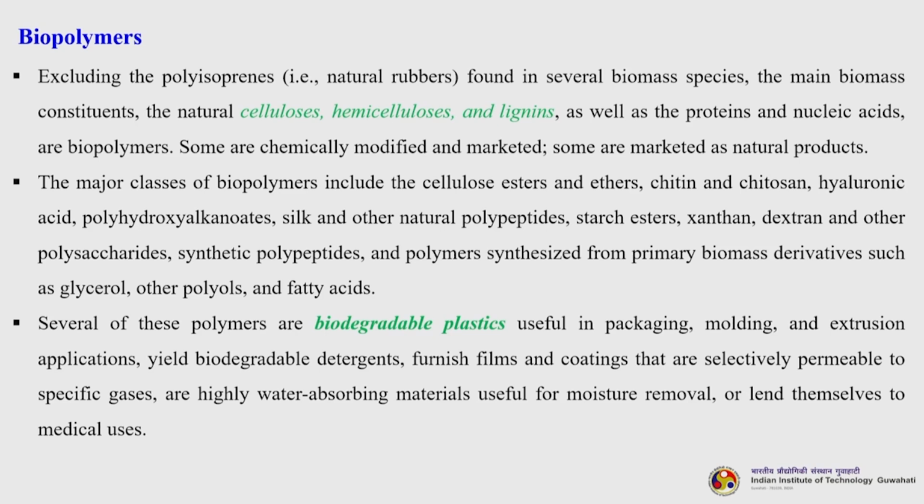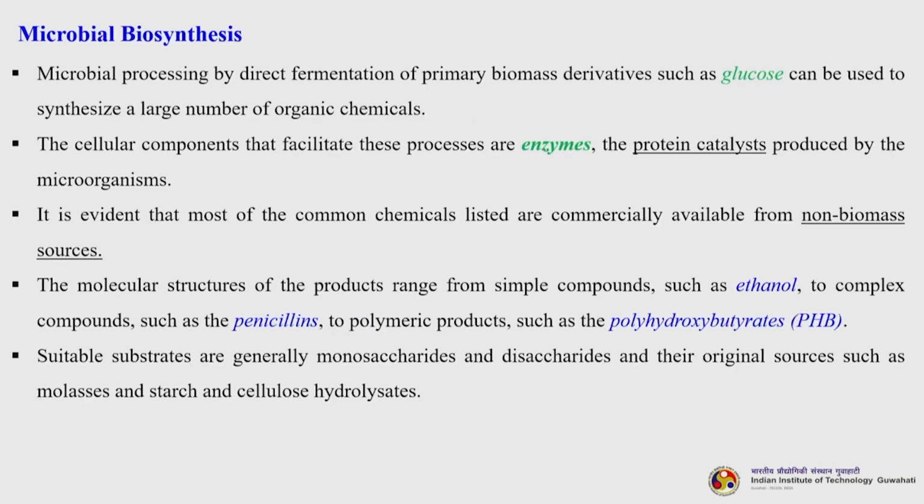The major classes of biopolymers include the cellulose esters and ethers, chitin and chitosan, hyaluronic acid, polyhydroxyalkanoates, silk and other natural polypeptides, starch esters, xanthan, dextran and other polysaccharides, synthetic polypeptides, and polymers synthesized from primary biomass derivatives such as glycerol and other polyols and fatty acids. Several of these polymers are biodegradable plastics useful in packaging, molding and extrusion applications, yield biodegradable detergents, furnish films and coatings that are selectively permeable to specific gases, and are highly water absorbing materials useful for moisture removal or lend themselves to medical uses.